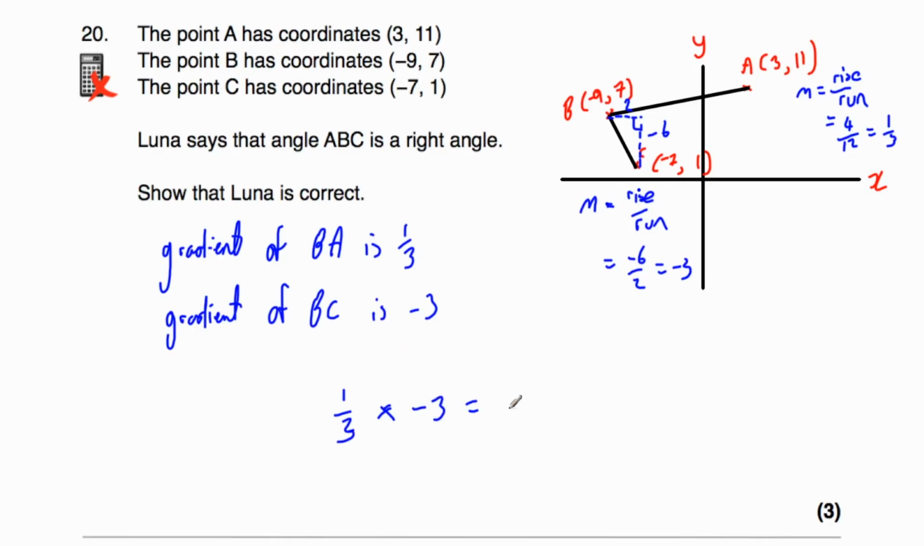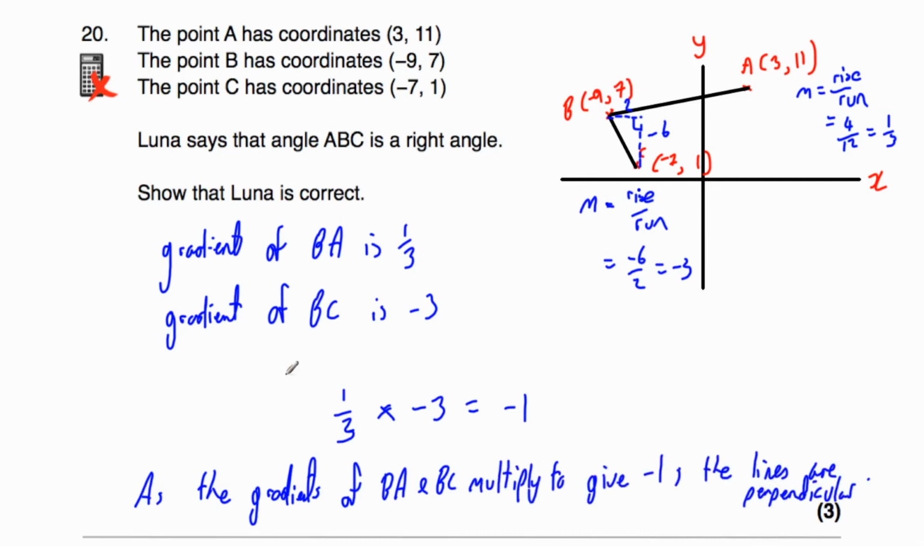A third of 3 is 1, and a third of -3 would be -1. So a third times -3 is -1, and that's it. We're showing that the two lines are perpendicular. So let's write that down. I've written down that the gradients of BA and BC multiplied together give us -1, so the lines are perpendicular. That means that angle ABC is 90 degrees.